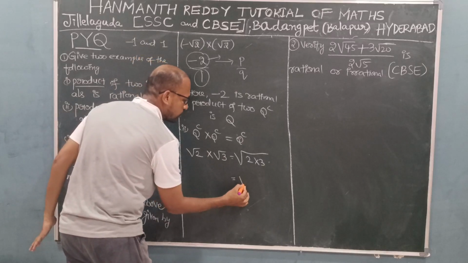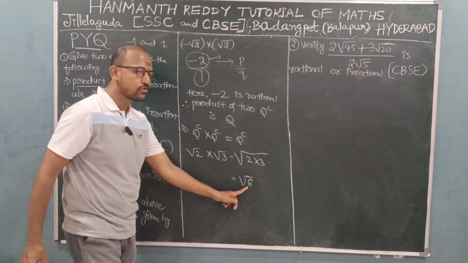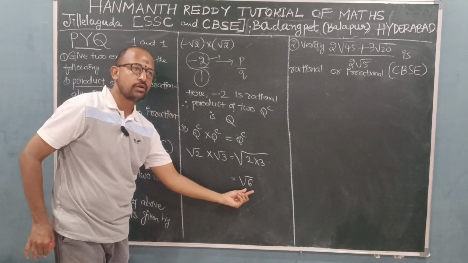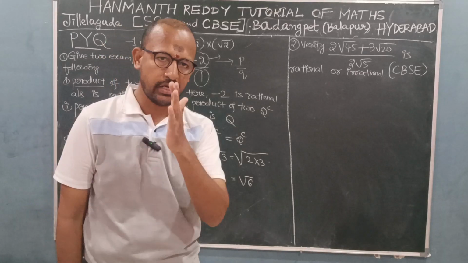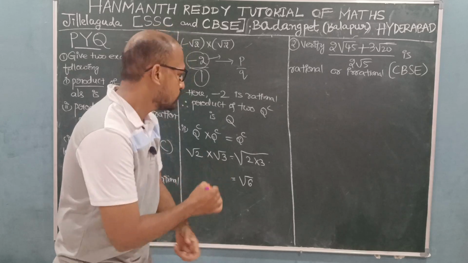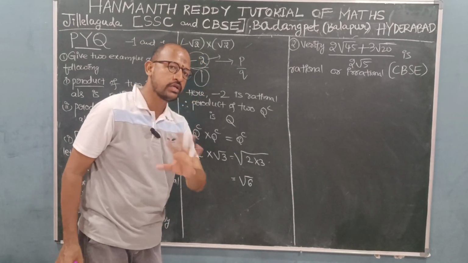So now it becomes √6. Is it irrational or rational? Clearly it is irrational because 6 is a non-perfect square. According to the irrational number definition, the square root of a non-perfect square is always irrational.